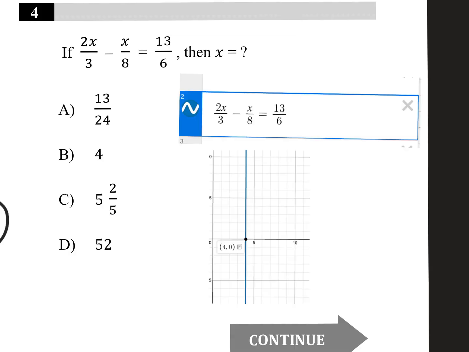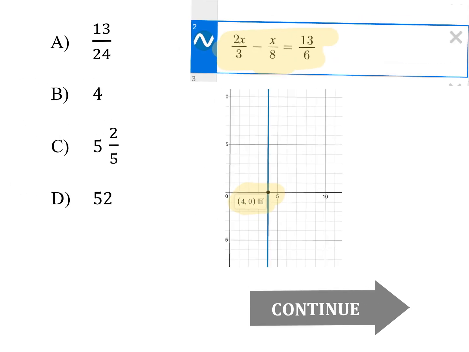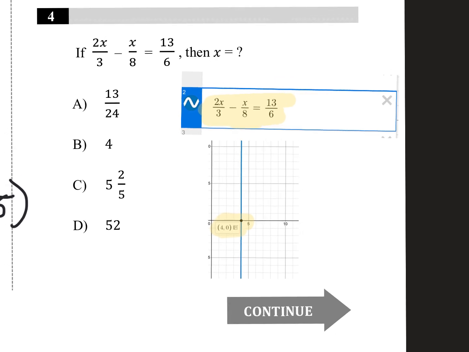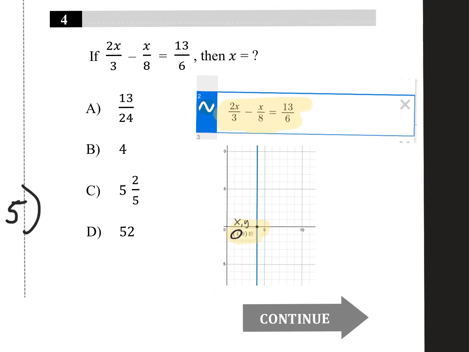Number 4 looks like a crazy equation, and I guess it kind of is, but remember now you have your tools to make it easier. So simply type the equation into Desmos exactly the way it's written, and you should get a line that lines up on the x-axis and tells you where it hits the x-axis. It hits the x-axis right here at 4, because remember it goes x, comma, y. So, easy peasy, it's going to be B.